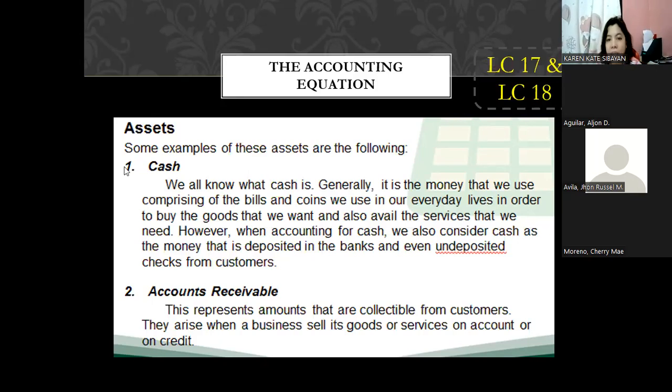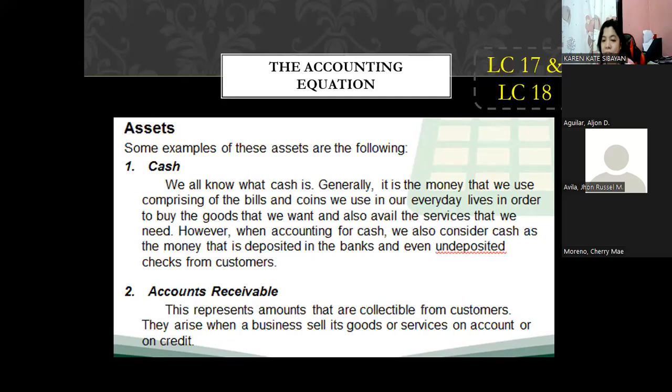We have cash on hand. These are usually the cash you have on your hand. Cash in bank, usually the cash deposited in your bank. And meron din tayong tinatawag na cash in transit, yung papunta pa lang sa'yo. Accounts receivable naman represents amounts that are collectible from customers. They arise when a business sells its goods or services on account or on credit. Take note kasi, please memorize this.